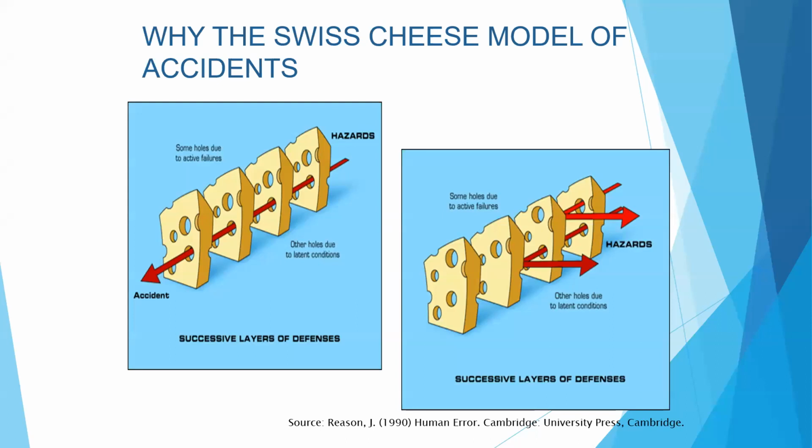So under this cheese model, we have some holes due to active failures that occur. Others are due to what we call latent conditions. And in a normal situation where policies and procedures are in place, we are supposed to divert the hazards off the first barrier. If you can see the second diagram, it's showing a diversion of the hazard out so that it doesn't reach the patients.